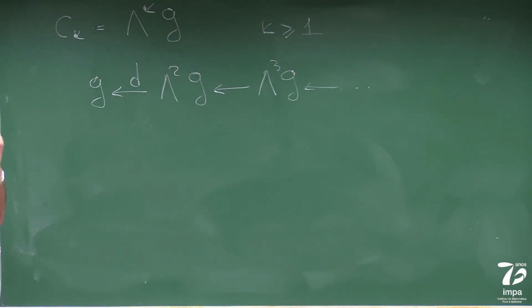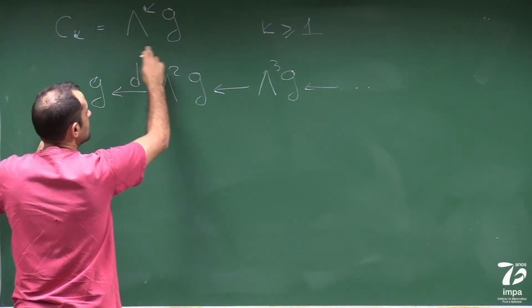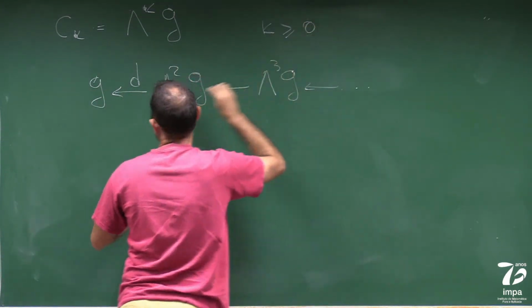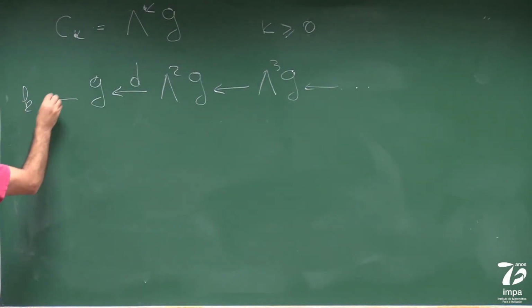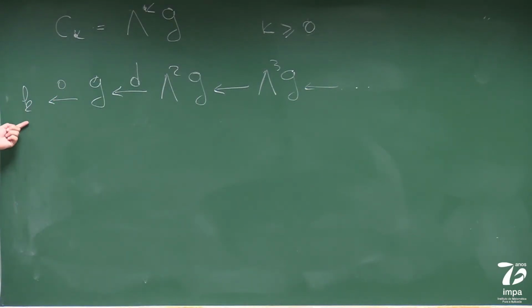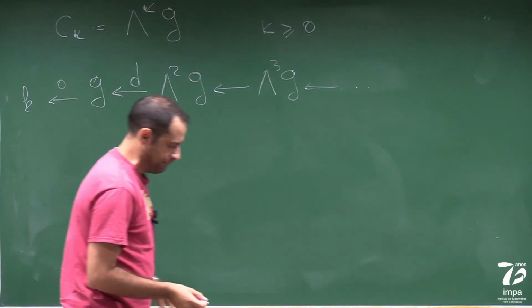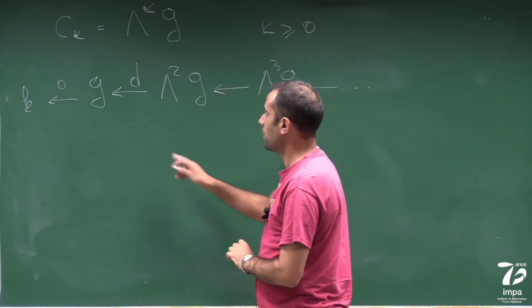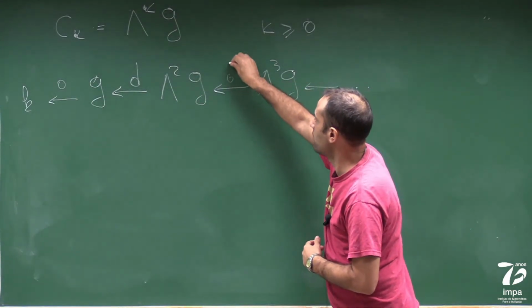Now, let me extend this to the whole thing. Let's put k bigger or equal than 0, and then let's put this map to be 0. So this is wedge 0 of G, it's just the underlying field, and this map is just 0. OK, so I want to construct this differential everywhere.